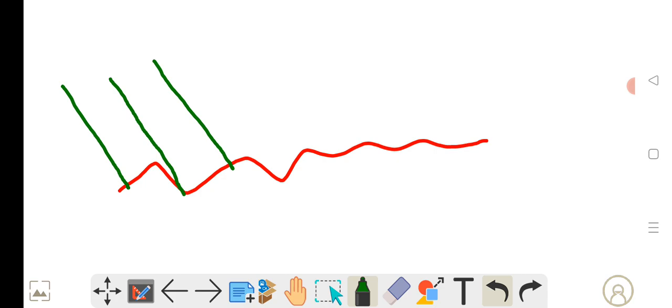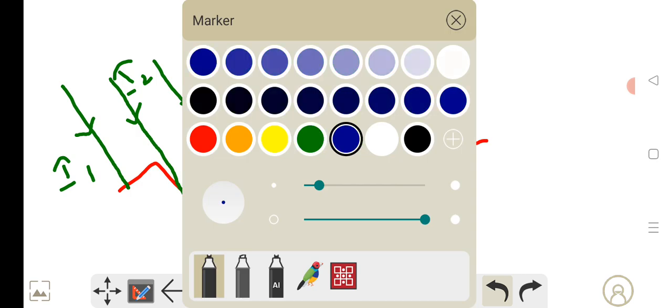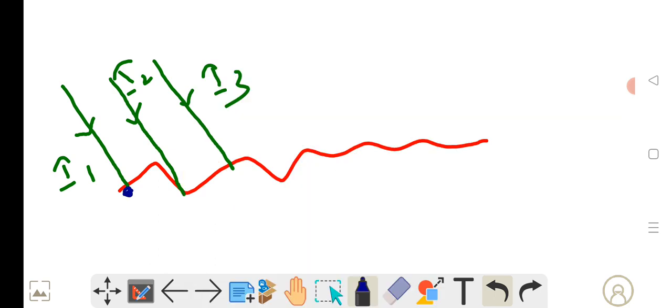Now if you see, the incident rays are parallel to each other, I1, I2, I3. Now we will take the points of incidence. This is the point of incidence O1, this is the point of incidence O2, and this is the point of incidence O3. Now draw the normals.